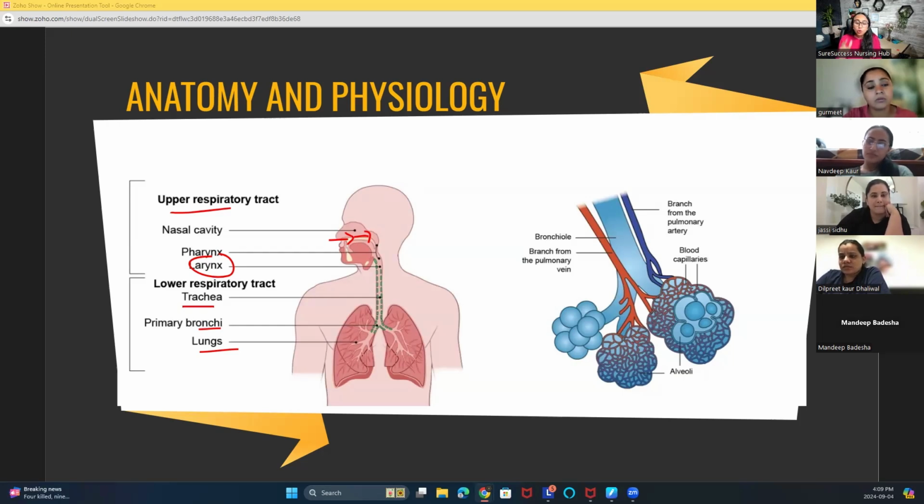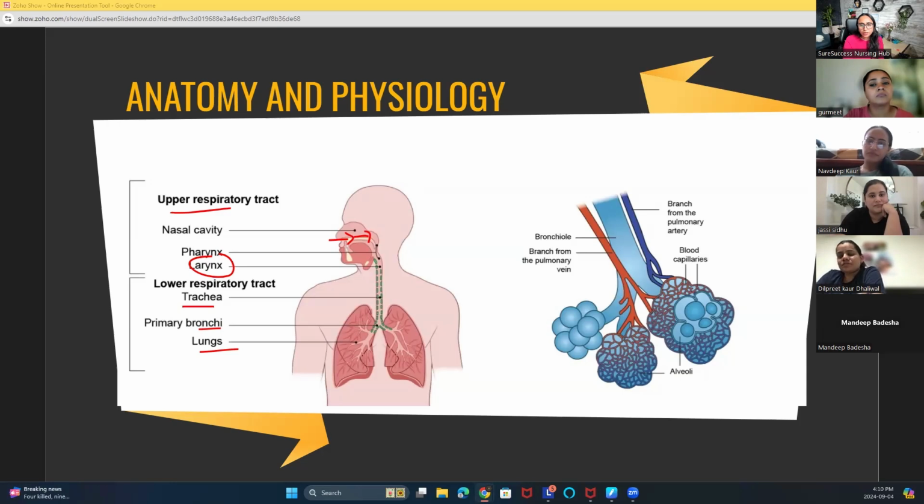You won't have hoarseness of voice for any other problem. Hoarseness will happen if the larynx is involved. And do you know how the voice is being created? By vibration. How the vibration happens, I will show you in the next picture.